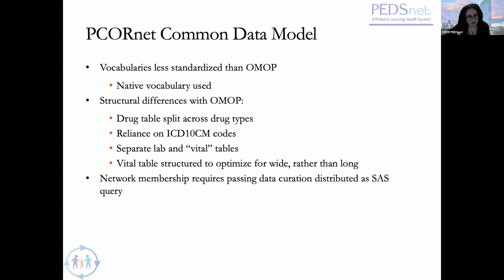And then there's also just some larger structural differences. So in OMOP, there's one table to represent all drugs, and then within the table, it's flagged as to the type of drug. Whereas in PEDSnet, there's, I think, 4 different drug tables. And similarly, labs and vitals in PEDSnet are separated, whereas in OMOP, they're combined into one.